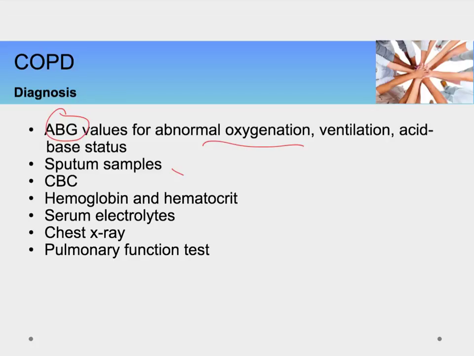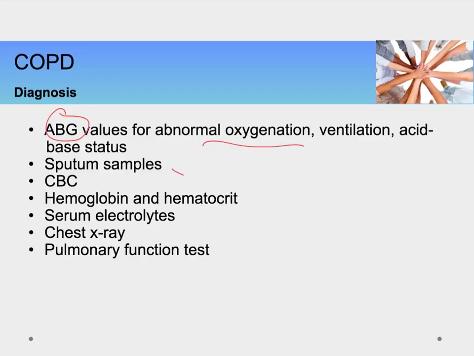Sputum samples, we know that we can just have them give us some sputum in a sterile cup so we can test it for any bacteria. We'll do a culture and sensitivity. If we find that there's a specific germ in there, we'll treat it with the appropriate antibiotic.